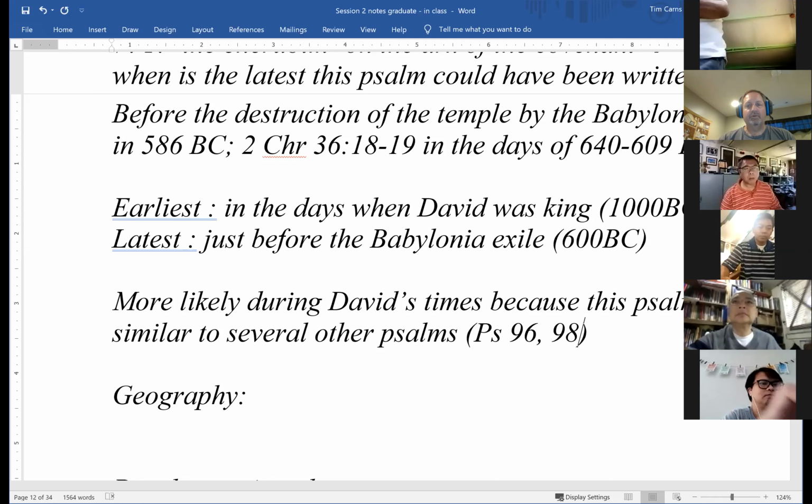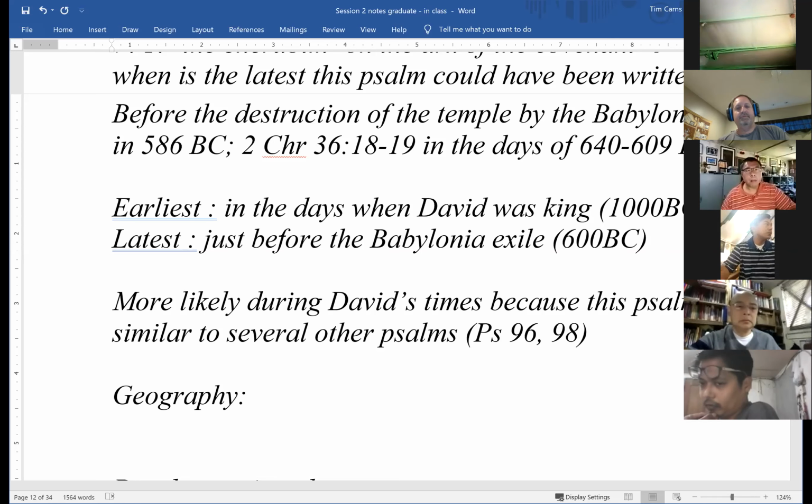I would tend to agree with you, because if you read through Psalm 96, 97, 98, even 93, these are psalms that appear to have been grouped together. They're called the enthronement psalms because they focus on the reign of Yahweh. And when you read through Psalm 99, there are some similarities to Psalm 98 and Psalm 96.